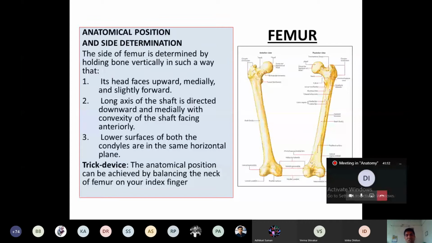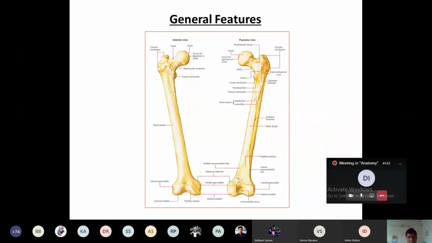Okay, so anatomical position: how to hold the femur. See, you can hold the femur with the index finger at the neck, of the same side hand. Suppose you got the femur of the right side, then you can hold the femur with the right index finger, then it will be automatically in the anatomical position. Similarly, if you get the left side femur, then you can hold it with the left index finger at the neck. And you can demonstrate this to the teacher. So this much only I'll tell you. Rest of the things you can read later.